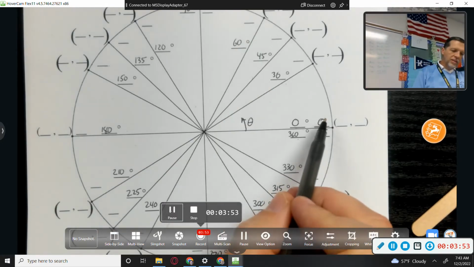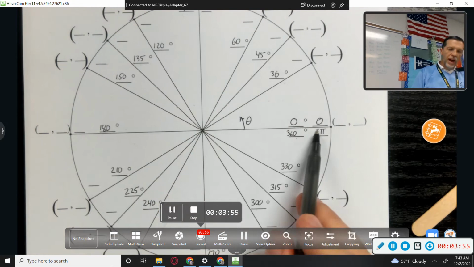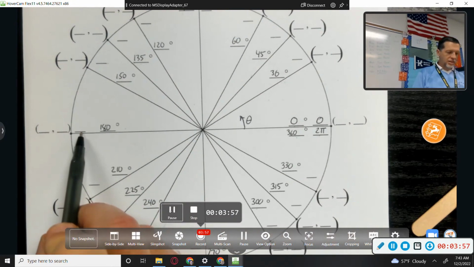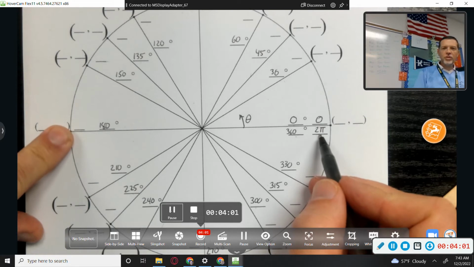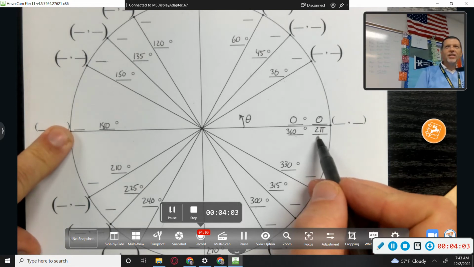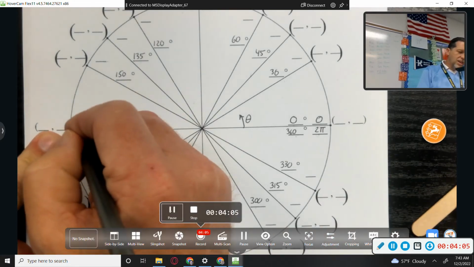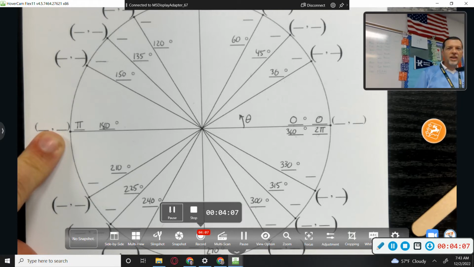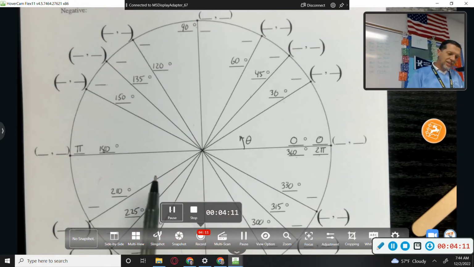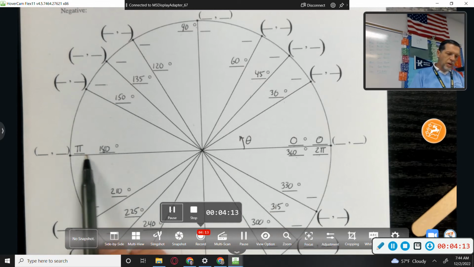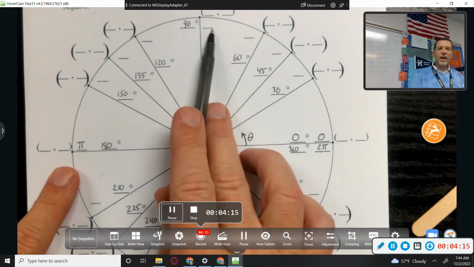So in radians, 0 all the way around is 2 pi. Halfway around? Halfway between 0 and 2 pi is pi. All right, back to 0 to pi. How about halfway between 0 and pi?